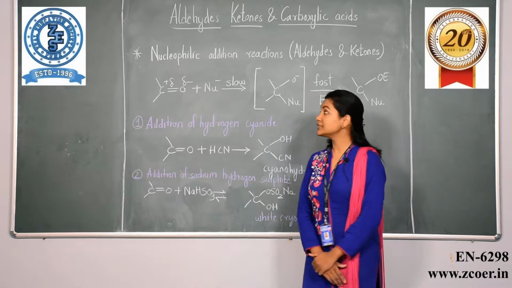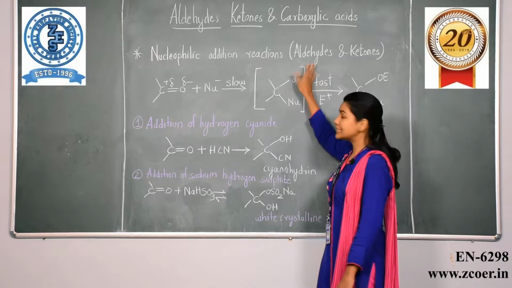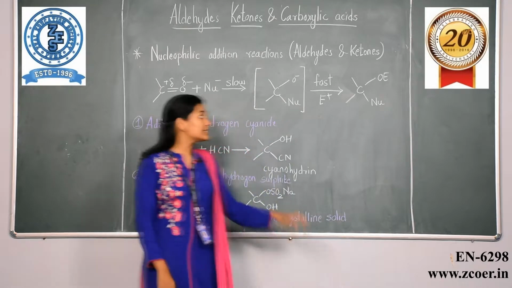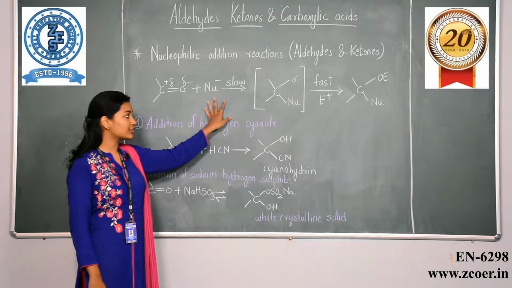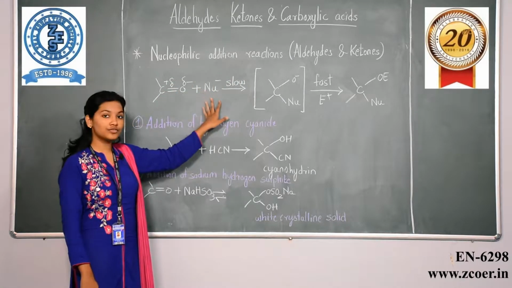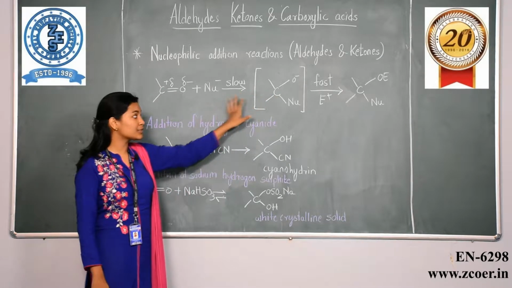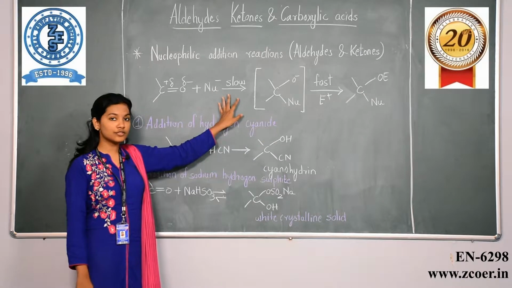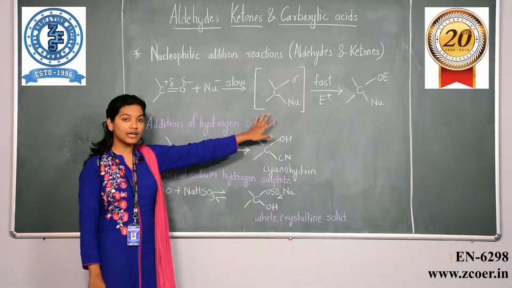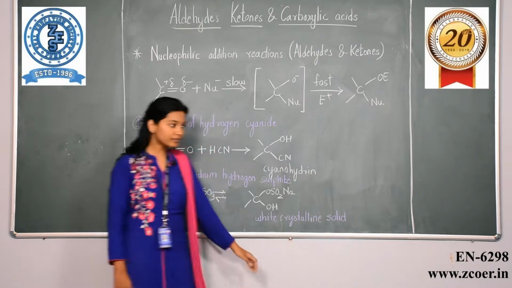The next topic we will see under this chapter is nucleophilic addition reactions, for aldehydes and ketones. As seen in the general expression, the aldehyde or ketone reacts with a nucleophile in a process that takes place in 2 steps. The first is a slow process which results in the formation of a product. That product further undergoes a fast process and gives us the final product.